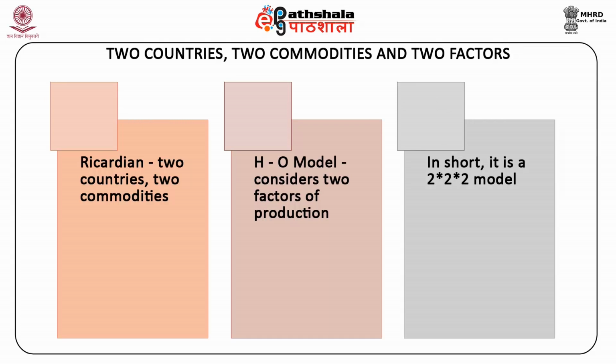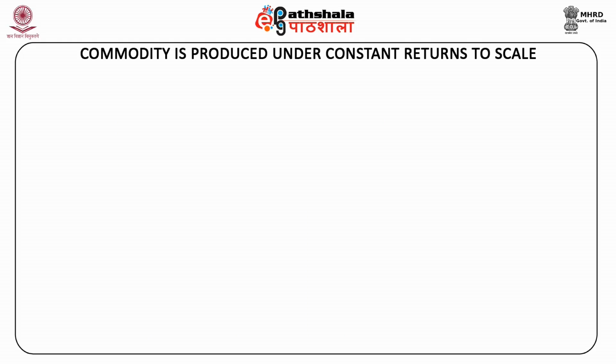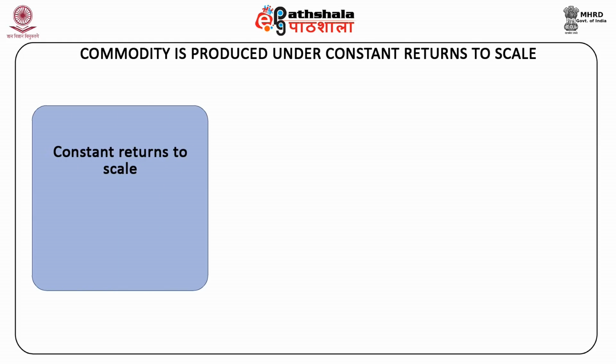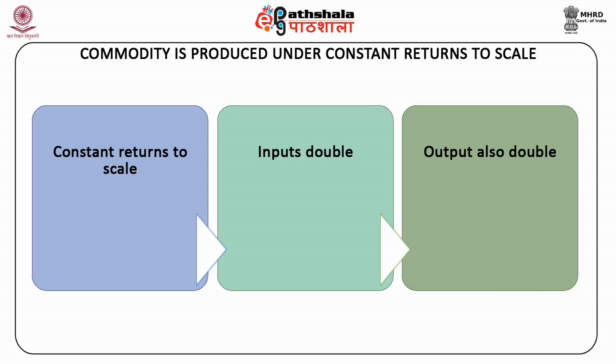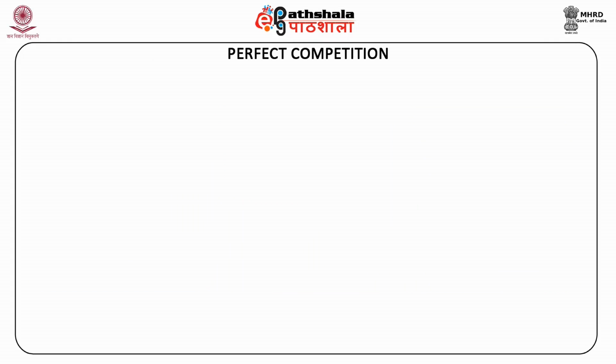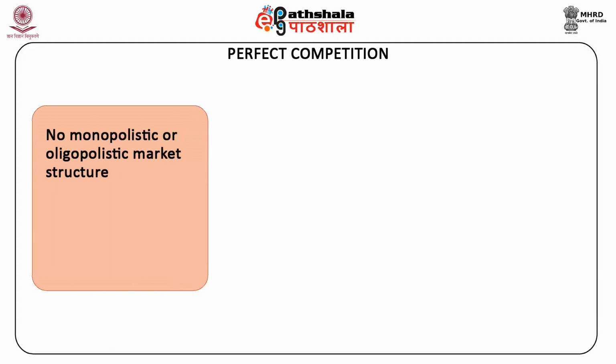In short, it is a 2 into 2 into 2 model. The two commodities are produced under constant returns to scale, that is, if both inputs are doubled, the output will also double. The next assumption is the presence of perfect competition in all the markets. This assumption rules out monopolistic and oligopolistic market structures. It also rules out price and wage rigidities.